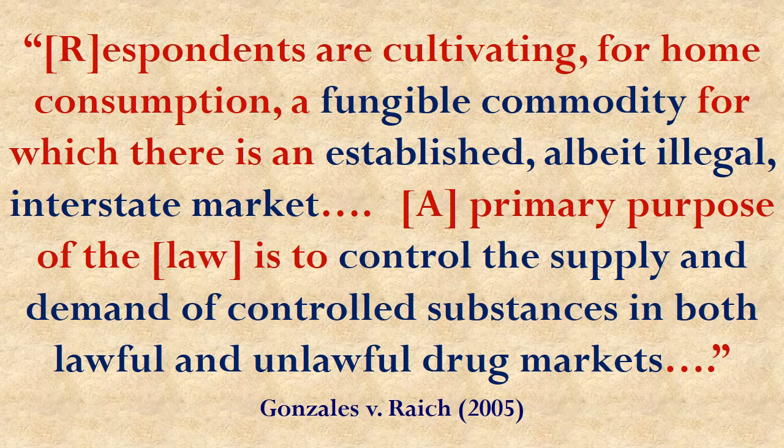Now, in recognizing that it's a fungible commodity, they also recognize, though, that the other place for the marijuana to go, besides staying in a person's house to be used, is to enter an illegal marketplace. And they said that's what Congress is trying to do when they pass a law prohibiting private use of marijuana. They're trying to control this illegal, unlawful market for drugs.